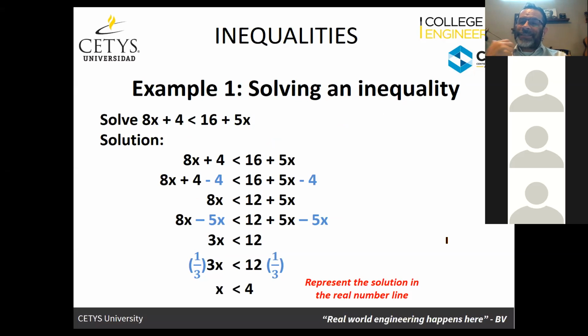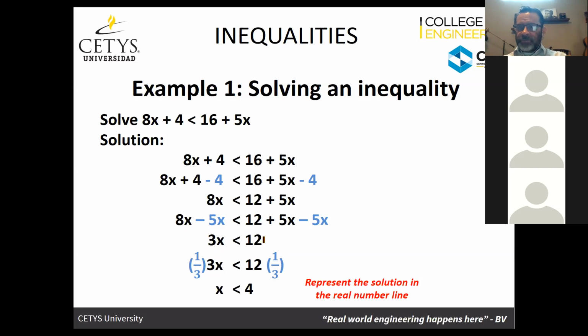So when do we change the symbol? Whenever we are multiplying or dividing by a negative number, okay? So, for example, Yasel, if this would have been a -3, we would have had to do the same thing. This would have gone to the other side, dividing. But since it's negative, we need to flip the symbol. Only when we're multiplying or dividing by a negative number. Not so when we are adding or subtracting.